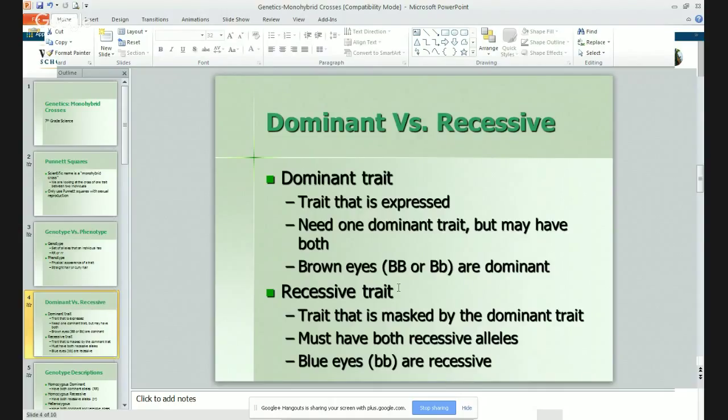The recessive trait, on the other hand, is the trait that's usually masked by the dominant trait if it's there. So in order for you to show the recessive allele, you have to have both copies. You have to have both recessive alleles. So in humans here with this example, blue eyes is recessive, so you have to have a little b and a little b. You would have had to have gotten both of those from your parents.